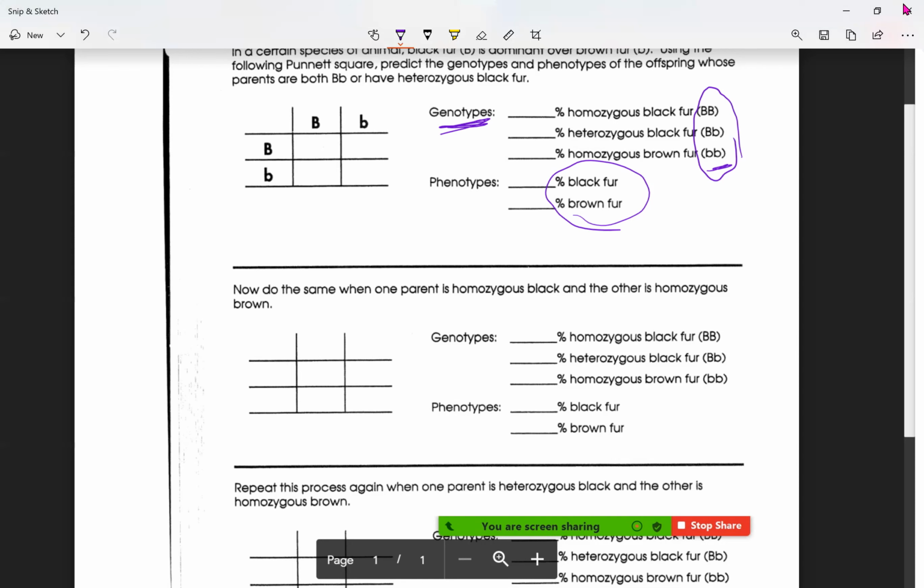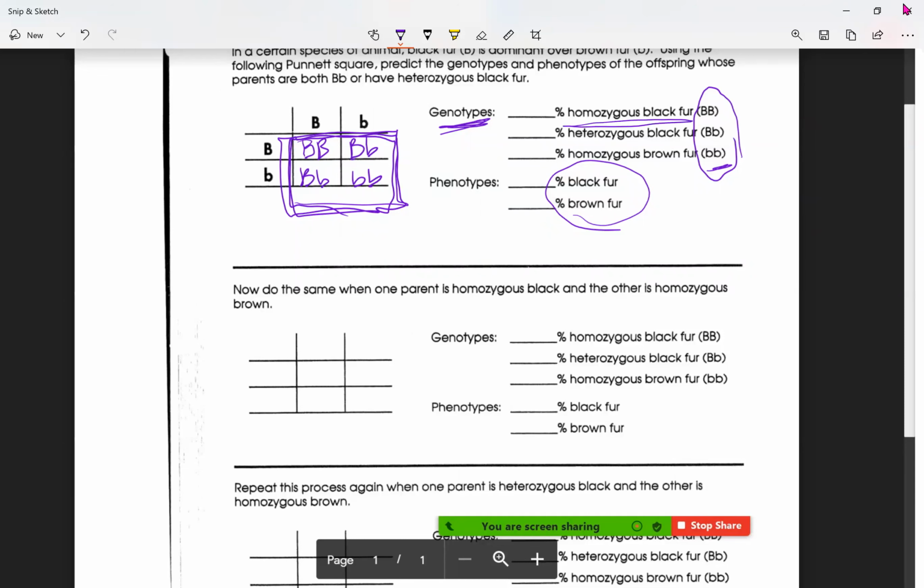So let's go ahead and fill out our Punnett square. We know that BB is going to go here. Once you have your Punnett square filled out, does everybody have theirs filled out? We're looking at the possibilities of these here. What are their possibilities? What could I pass on to my children? So we're going to look here.